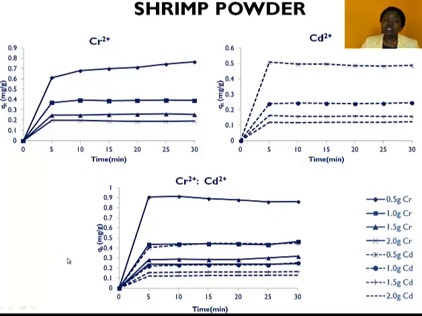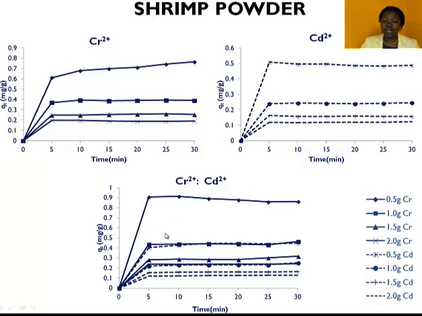In the subsequent slides, I'll be showing you my second binary system, which was for chromium and cadmium. The top part shows the single system, and the bottom part still shows the binary system. In the legend, the incomplete lines are for cadmium, and the complete lines represent chromium. In the removal of chromium in the single system, we note a 0.7 milligram per gram removal of chromium and a 0.5 milligrams per gram removal of cadmium.